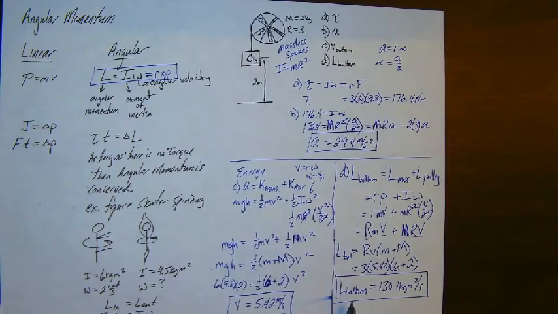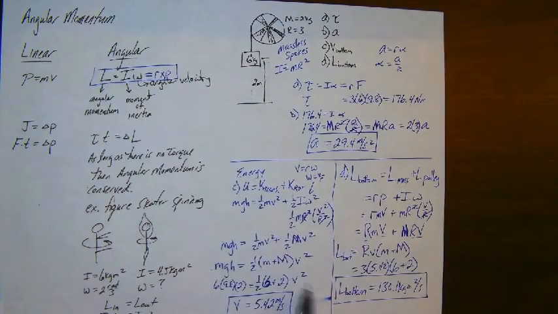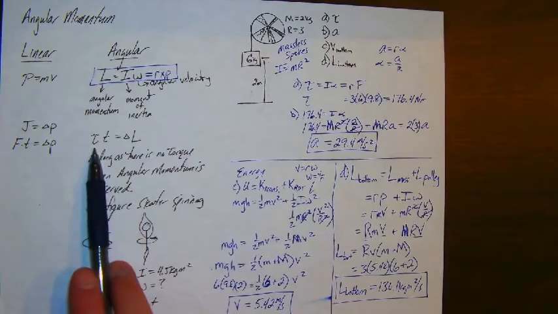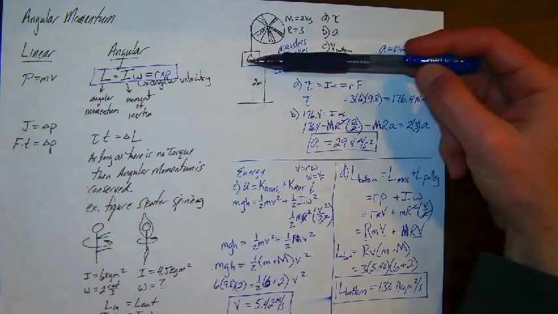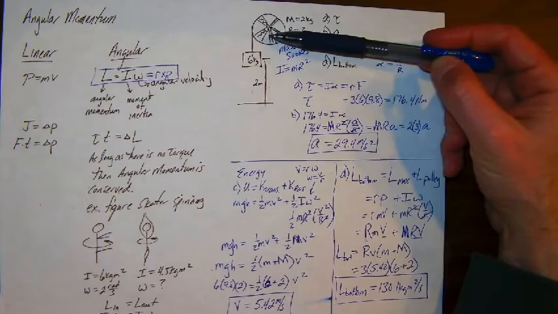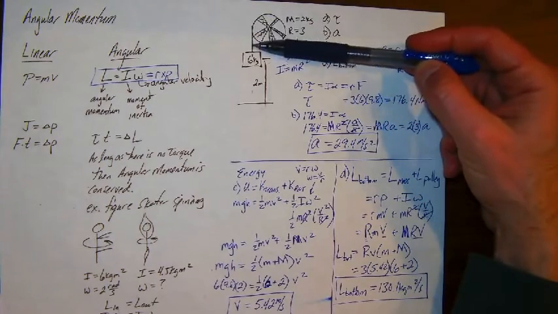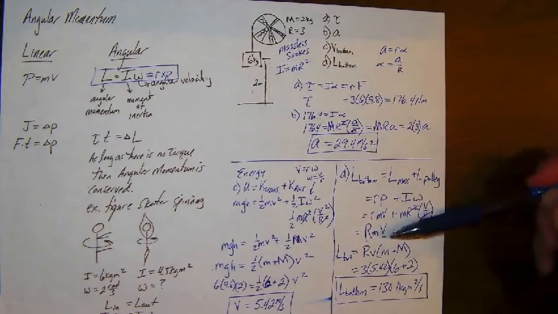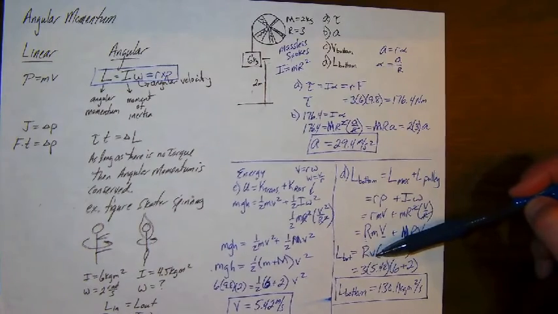Because I thought angular momentum was conserved. Well, it is, but remember that it's only conserved if there's no torque acting on the system. And because we have the 6 kilogram torque acting on the pulley, pulling it, then the angular momentum is not conserved. It will be increasing angular momentum as that falls because that velocity is increasing.